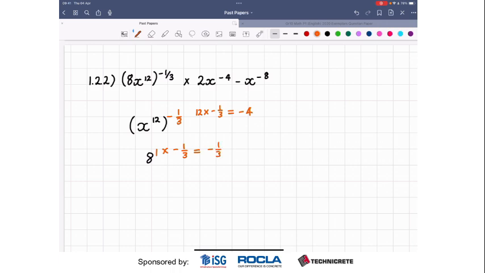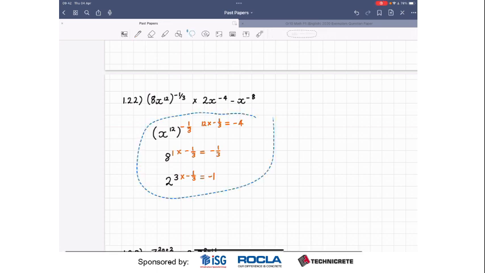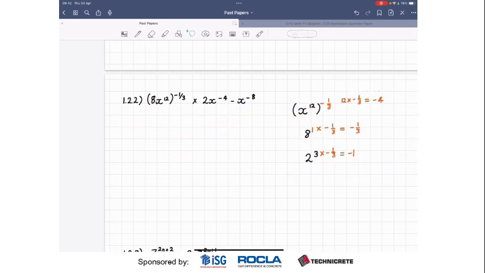So what I can do is instead write 8 in a different way, and I know that 8 is equal to 2 cubed. Now I chose something that has an exponent of 3 because I know that it's going to cancel out with my fraction. So if I've got 2 cubed, and then 2 cubed is raised to the exponent of negative 1 over 3, that's the same as multiplying these numbers together, and then I've just got 2 to the negative 1. Right, so I'm going to simplify that in my next step.